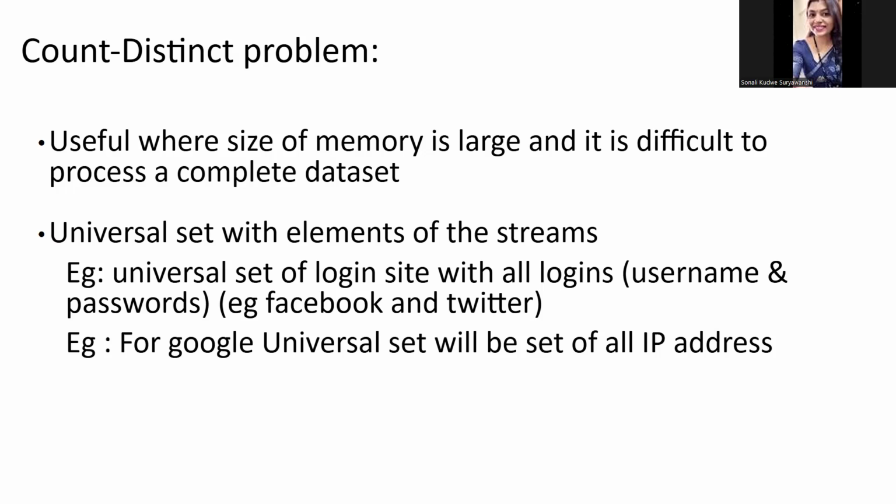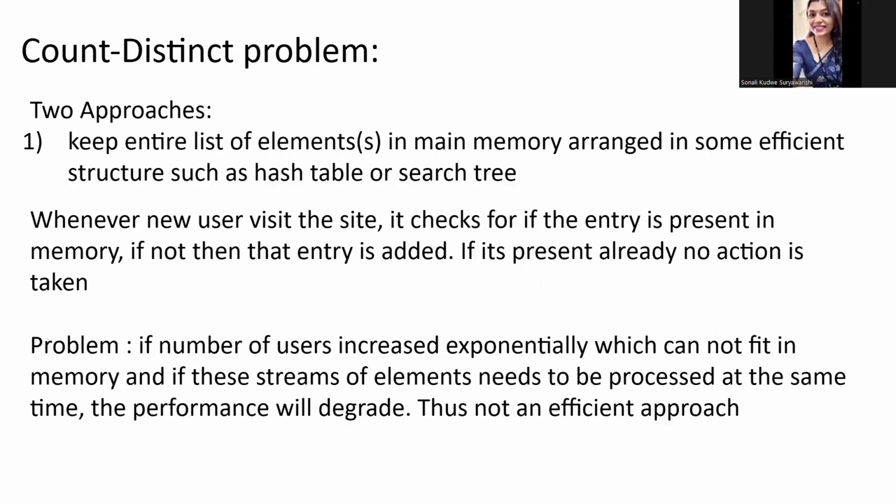So we can consider all the login sites as a universal data set, which has all the information related to all kinds of logins, meaning the usernames and their passwords. Like for example, Facebook, Twitter, Instagram, right? All these are login websites where there are a number of users, and every user has their own login credentials. If you talk about Google, then Google's universal set will be all the IP addresses of all the web pages.